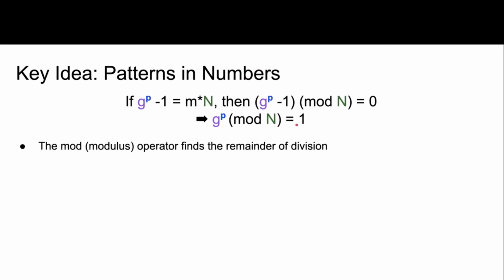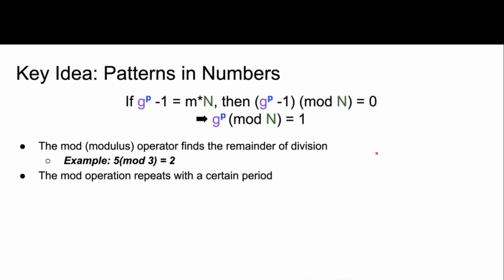So as a refresher, the modulus operation, or mod, finds the remainder of division. So here we have 5 mod 3 is equal to 2. In the case of our equation above, we see that if we have g to the p minus 1 equal to m times n, we know that if we divide this by n, we will get a value m, no remainder. So that's how we get the 0 value here.